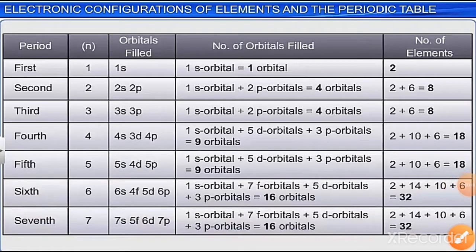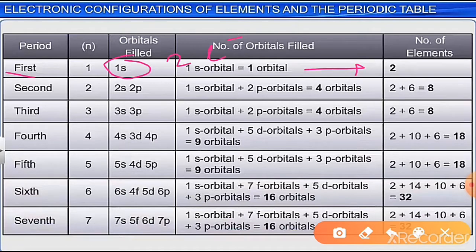So till now we have seen how the electronic configuration of elements changes in the periodic table, that is, in which period which orbitals are being filled up. We have discussed this on the basis of this particular table. We should recall it. In the first period only the 1s orbital is filled, and in 1s a maximum of 2 electrons can be placed. So how many elements will it have? 2 elements will be present.